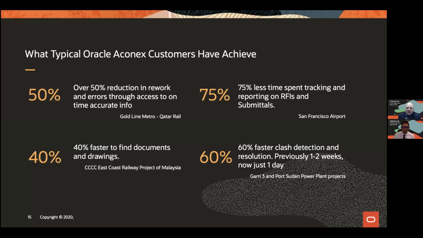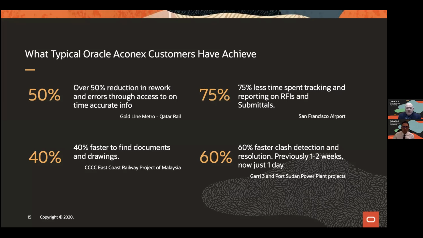Also from communication, RFIs, requests for information and submittals on the project. For example, San Francisco Airport project team, that is 75% less time spent tracking RFIs. That's a significant saving in terms of man hours.